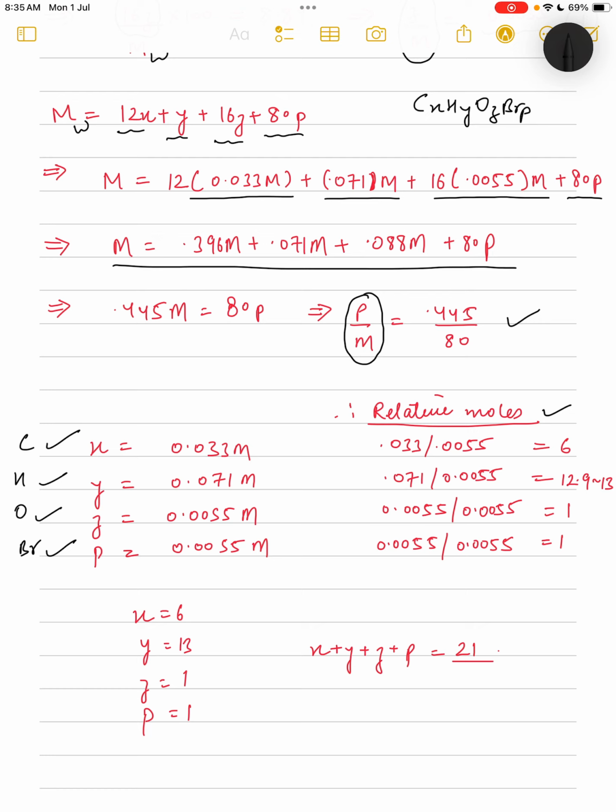So if you see, for carbon it is 6, for hydrogen it is 13, for oxygen it is 1, and for bromine it is 1. So x, y, z, and p, their values come out to be 6, 13, 1, and 1. And that is what the question is asking from us, their sum. So when you do the sum of it, we will obtain 21. So the final answer is 21.